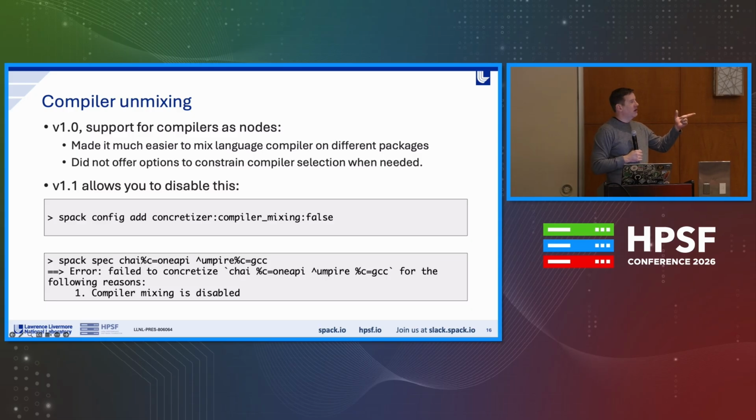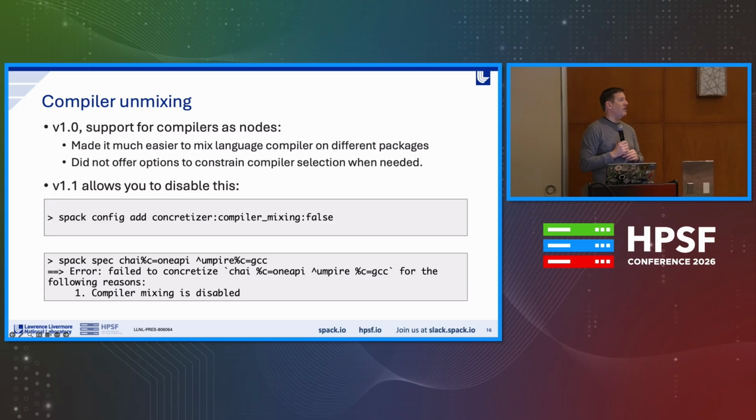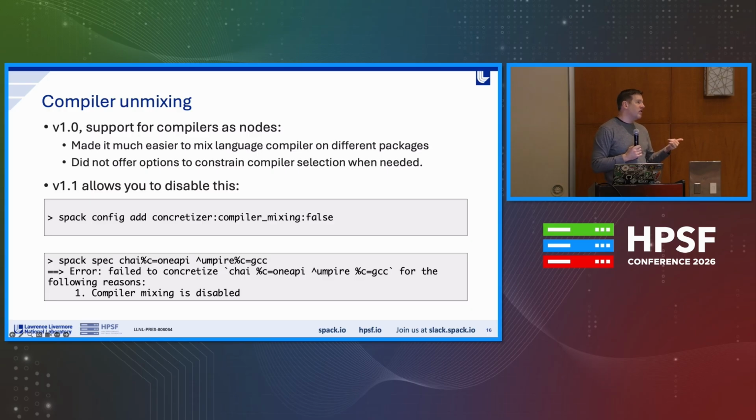And so you can add this. It does mean that in certain cases, like where the Intel compiler depends on GCC or things like that, you may have difficulty resolving some graphs. But for a lot of graphs, this is a very simple way to increase the concretization speed and also to rule out some of the cases that people typically don't want. So a lot of teams have started just going with compiler unmixing.